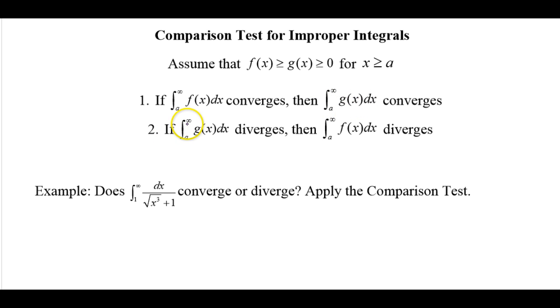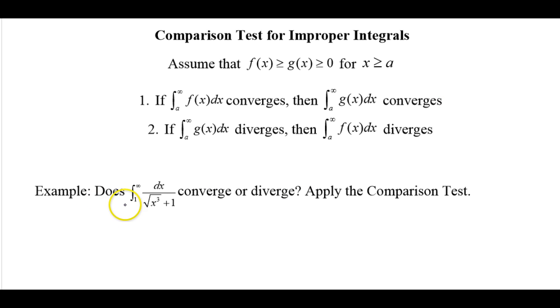And the second part says that if the integral from a to infinity of g of x dx, the one on the bottom, diverges, so the one with less area diverges, then the integral from a to infinity of f of x, the one with more area than g, must also diverge, because if g diverged and it had less underneath it already. So again, this should seem familiar as well.